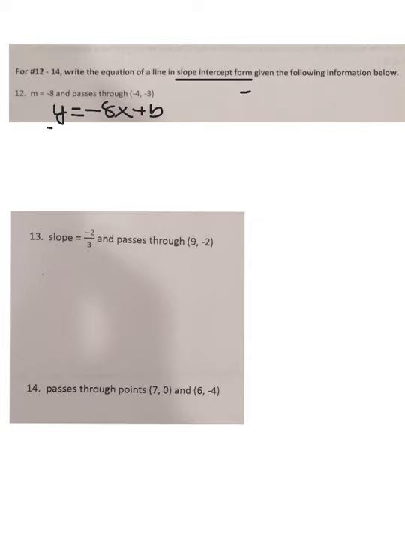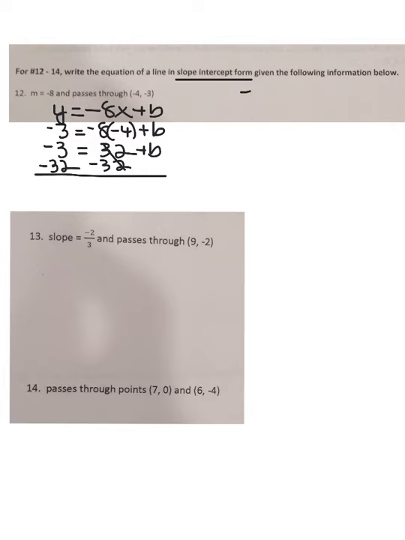So that's going to give me negative 3 equals negative 8 times negative 4 plus b. Negative 3 equals 32 plus b, and let's subtract that 32 over. And that's going to give me negative 35 for our value of b. So now I'm going to take this, and I'm going to take this, and I'm going to smush them all together, and there's my answer. So y equals negative 8x minus 35.